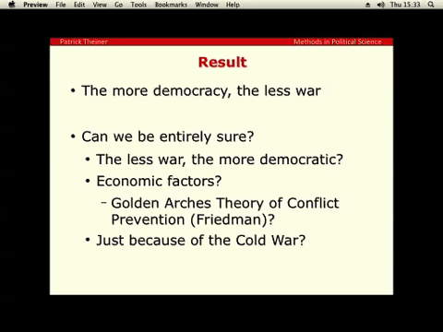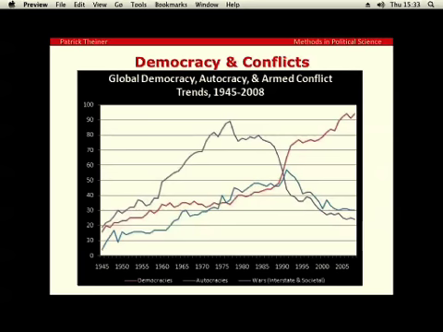Russia invaded South Ossetia, as you're aware, a couple of years back. Both had a McDonald's franchise. Thomas Friedman didn't like that day when that happened. Still, it holds mostly true. Maybe it's economic factors, right? Maybe it's not democracy. Or maybe, if you look at this again, you see that these lines crossing all happened after the end of the Cold War. So maybe it was just that the Cold War was over.